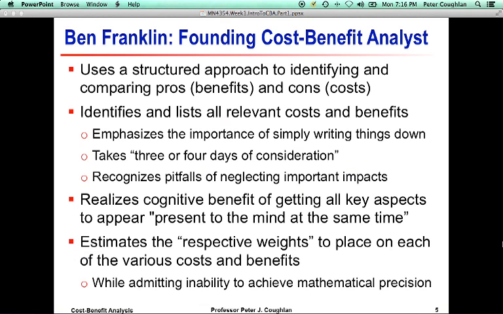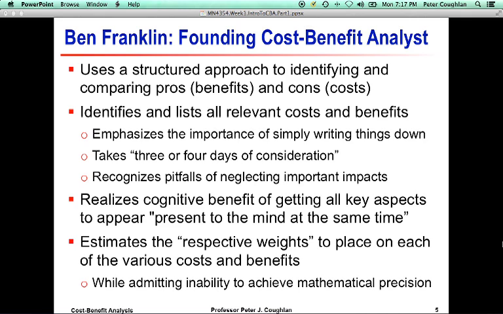So, Ben Franklin was not only one of our founding fathers, he was one of our founding cost-benefit analysts. In this letter from 200 plus years ago, we see Ben Franklin articulate many of the elements that are core to cost-benefit analysis. First, from the broad level, he's using a structured approach to identify and compare pros and cons, or costs and benefits.